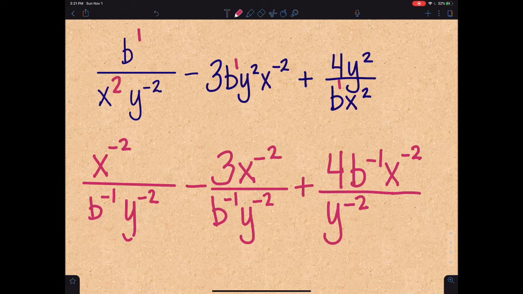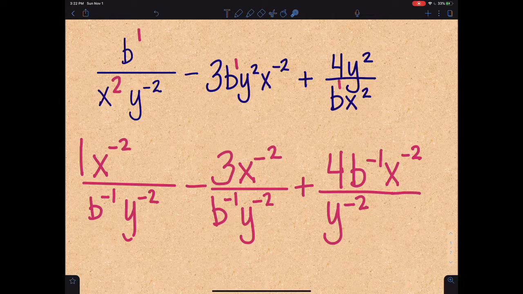So I want you to notice one thing. You still have like terms, because look at this denominator, b to the minus 1, y to the minus 2. It's b to the minus 1, y to the minus 2 right here. So you could combine these again, right? And this would be 1x to the minus 2 minus 3x to the minus 2. It would be negative 2x to the minus 2.